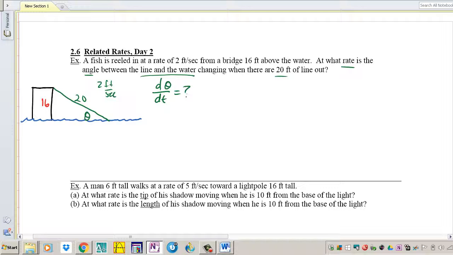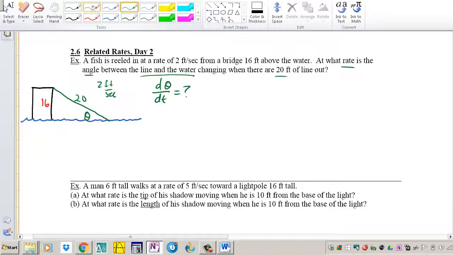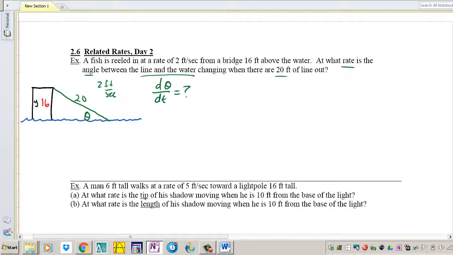So let me go ahead and label everything I do know. I know the bridge height is 16 feet. I'm going to call that y. Now, the moment when the line is 20 feet out, that is my z. And then, of course, the horizontal component of this triangle, I'm going to call x. And x I don't know, which I can solve for if I want to using Pythagorean's theorem. But let me go ahead and just construct what it is that I need to find. I need to find d theta dt.